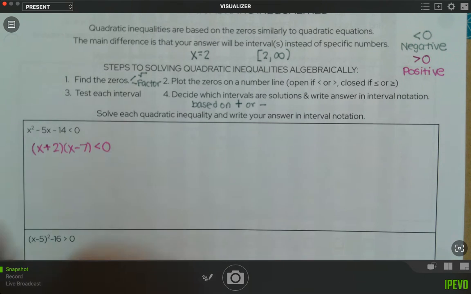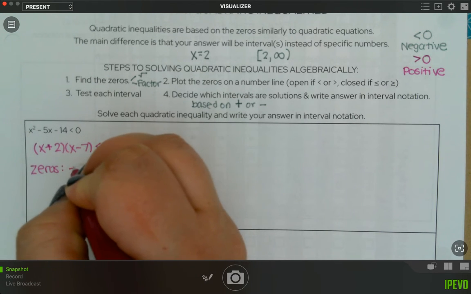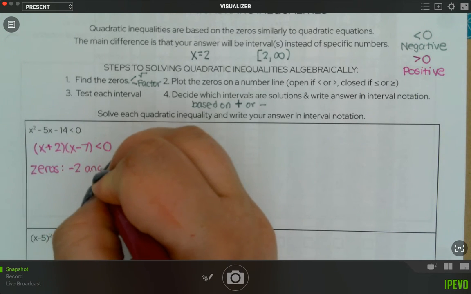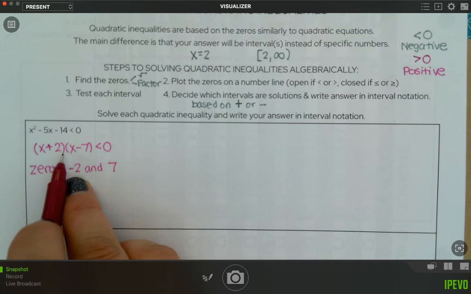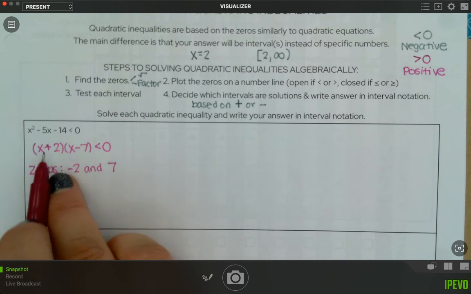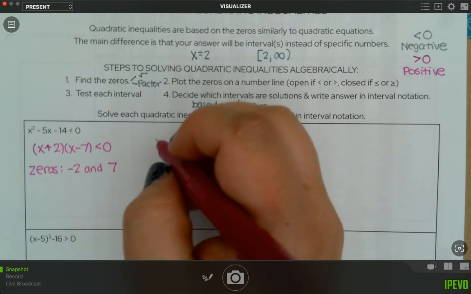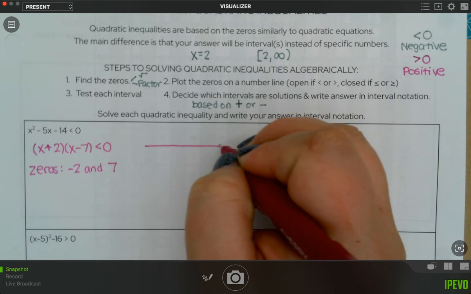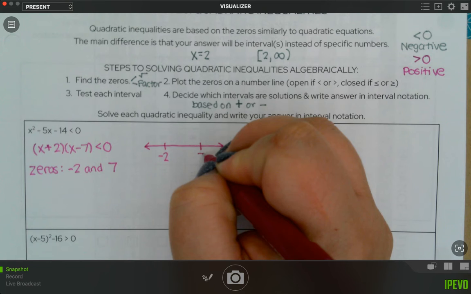Then you're going to want to write your answers. So your zeros are negative 2 and positive 7, because you want the numbers that make this 0. So negative 2 plus 2 is 0, and 7 minus 7 is 0. If you remember back to when we solved by factoring, these always flip. They're always the opposite. Then I'm going to draw myself a number line, and I'm going to put negative 2 and 7 on that number line.